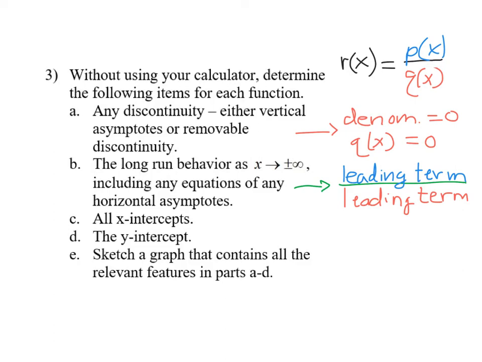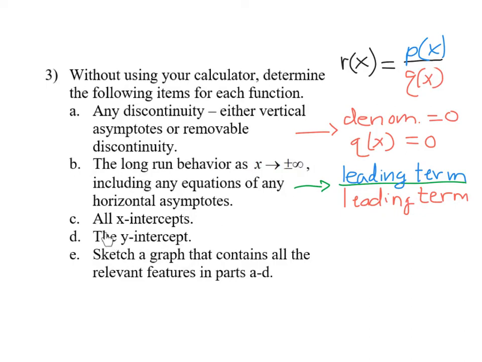After the discontinuities, we'll be looking at determining the long-run behavior of this rational function, and that would include determining if we have any horizontal asymptotes or not. And of course there we're going to be looking to put the leading term of the top polynomial over the leading term of the denominator polynomial. And that should simplify to give us some power function that we can then analyze.